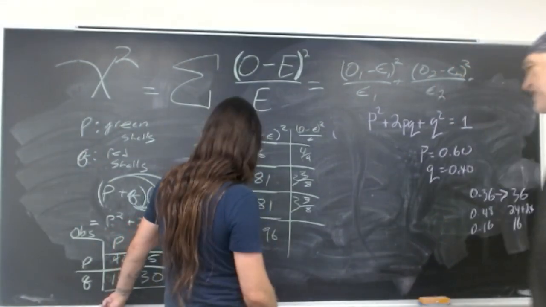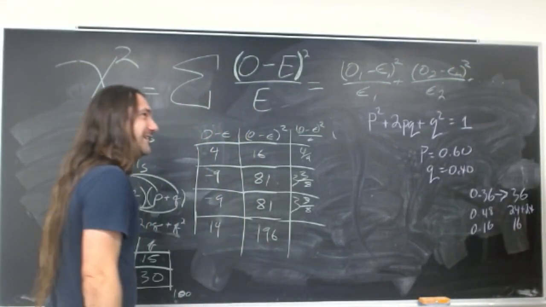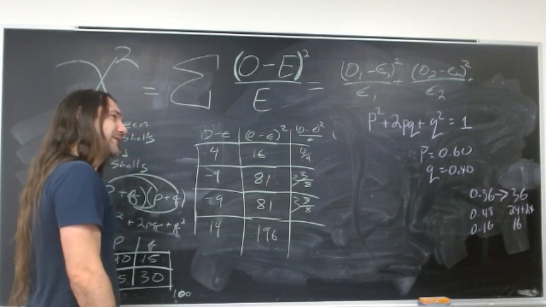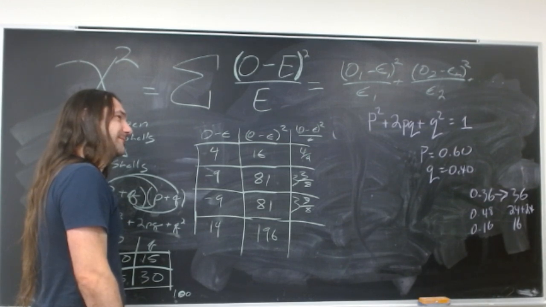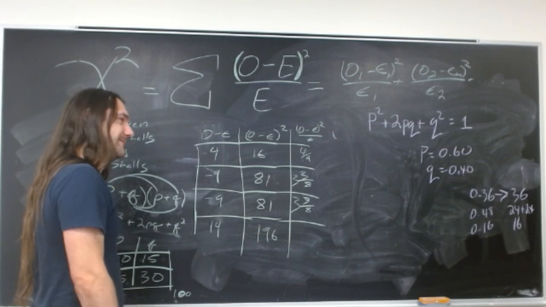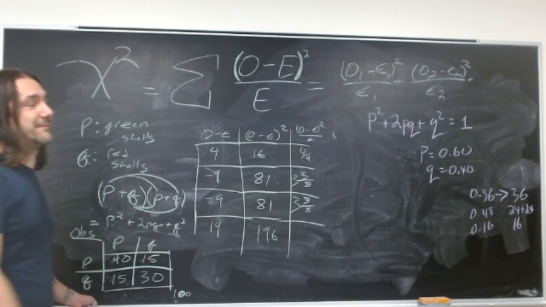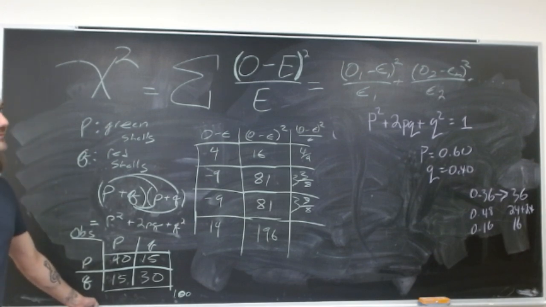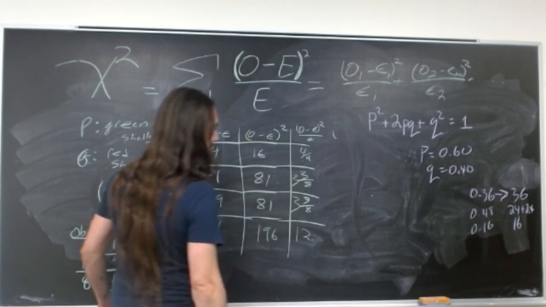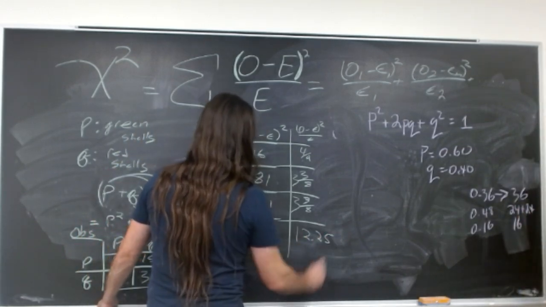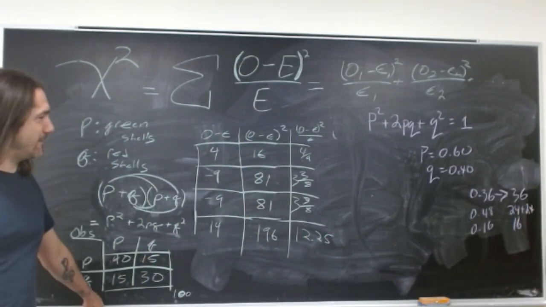196 over 16? Well, both are divisible by 4. 196 by 16 is going to be 12 and some change. 16 times 10 is 160, another 32 is 190. So essentially 12 and a little bit, and that little bit is 0.25.